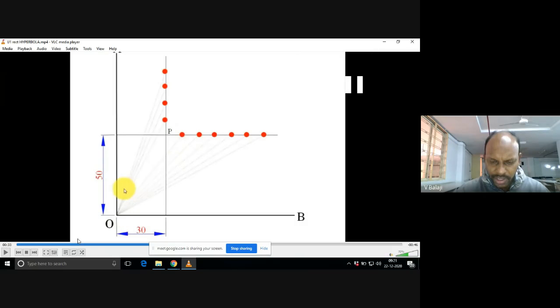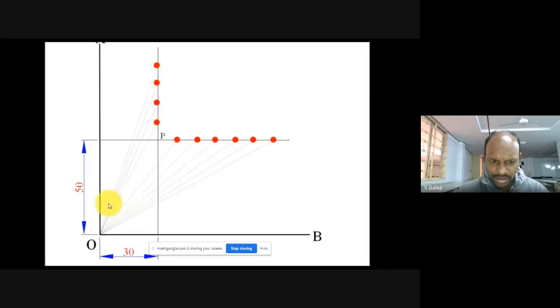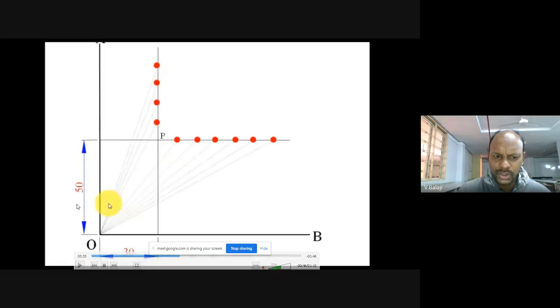Now, are you able to see the lines on the screen? Yes, sir. Maybe it is showing very light lines, but all these lines must be drawn with a 2H pencil. You also draw light lines with a 2H pencil.